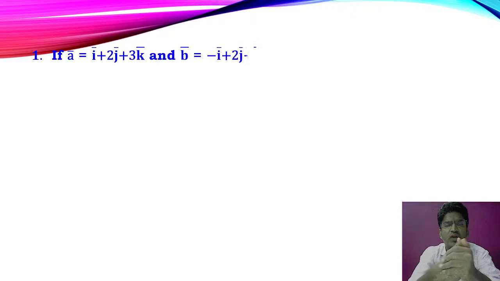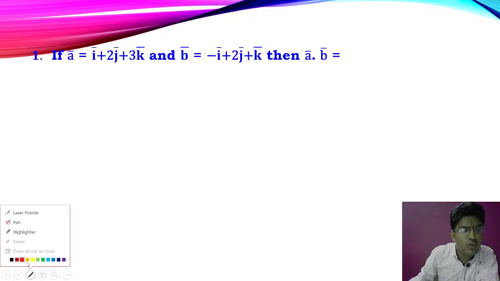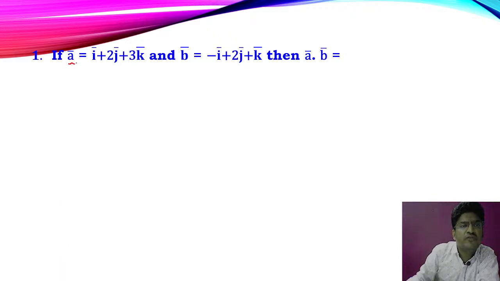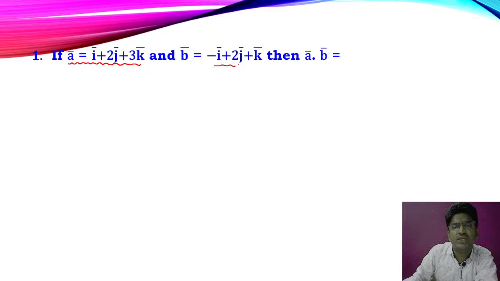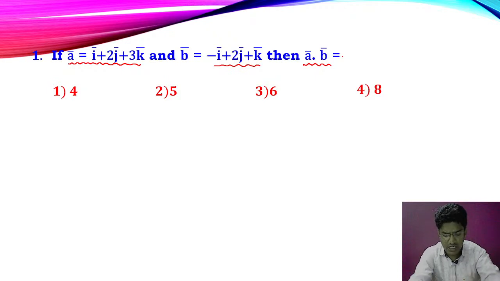So here you can see they have given, if vector A equal to I cap plus 2 j cap plus 3 k cap and vector B equal to minus I cap plus 2 j cap plus k cap, then vector A dot vector B equal to what they are asking. Very simple question. They have given two vectors and they are asking the dot product.